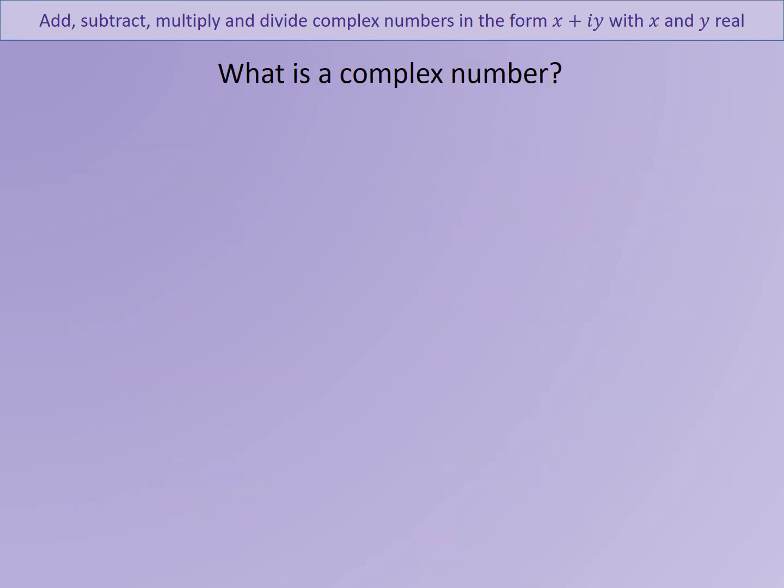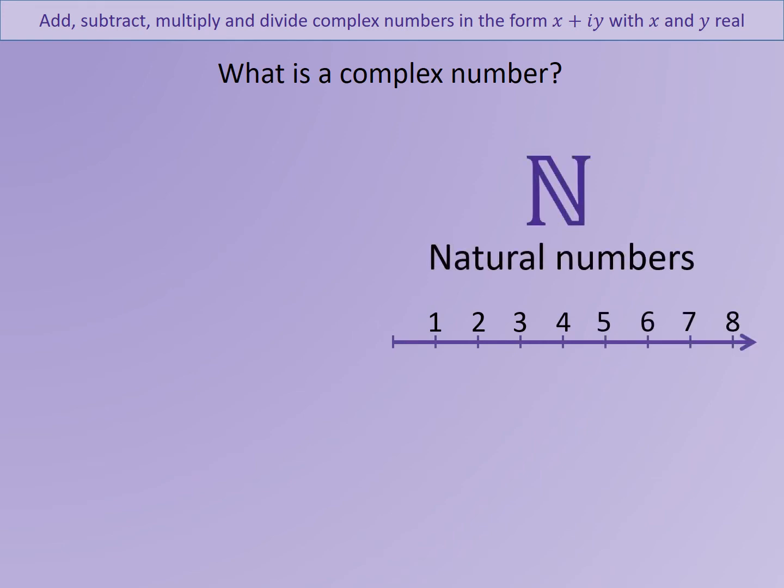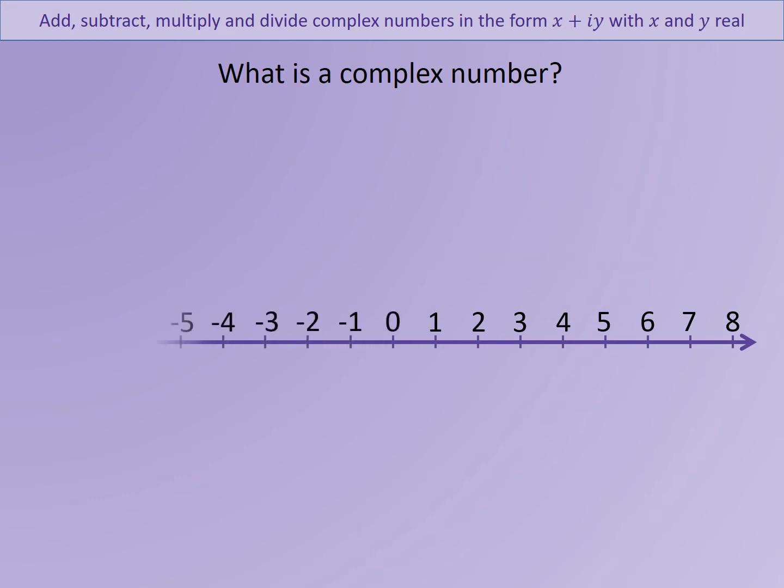Let's take a look at what a complex number is. Here is the positive x-axis. This set of numbers is called the natural numbers and is denoted by the letter N. Extending this set of numbers backwards to include 0 and negative numbers, we now have a set of numbers called the integers. This is represented by the letter Z. Z for Zahlen in German means numbers.